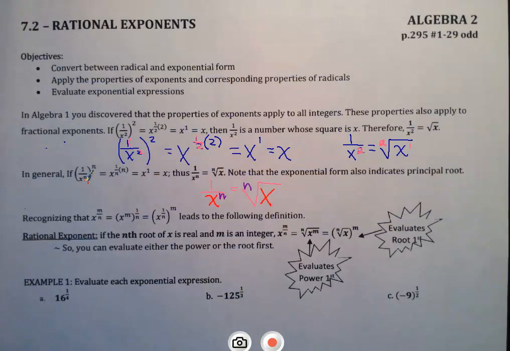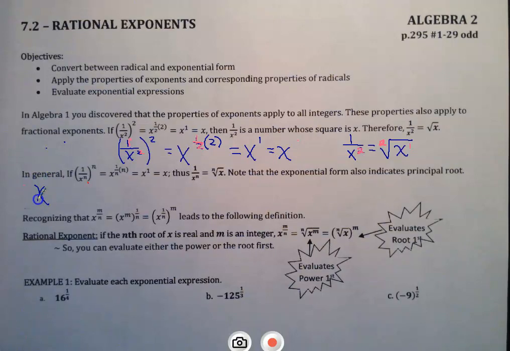All right. I'm kind of front loading all this information. We're going to come back and use it, but I think it helps to front load it a little bit. Okay, so the next one says recognizing that x to the m over n power equals. So I've kind of run out of room. Let me erase this one so I can use that space.